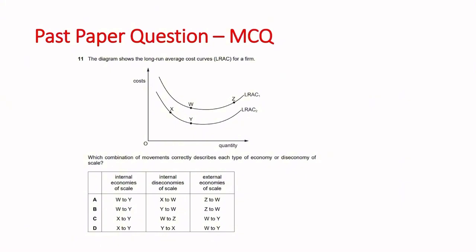Now let's take a look at this multiple choice past paper question. The diagram shows a long-run average cost curve for a firm. Which combination of movements correctly describes each type of economy or diseconomy of scale? I'm going to give you guys 1 minute to answer this question.